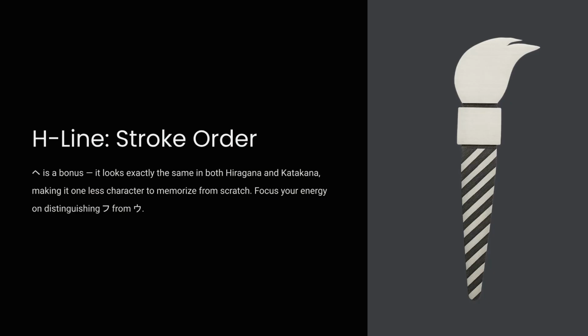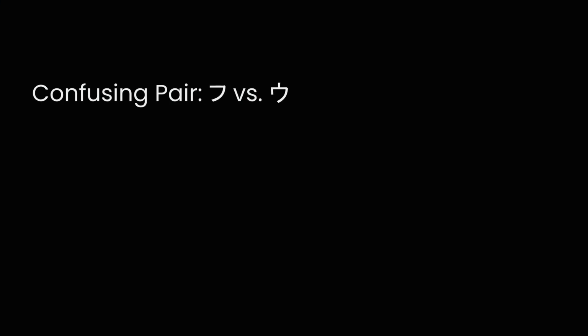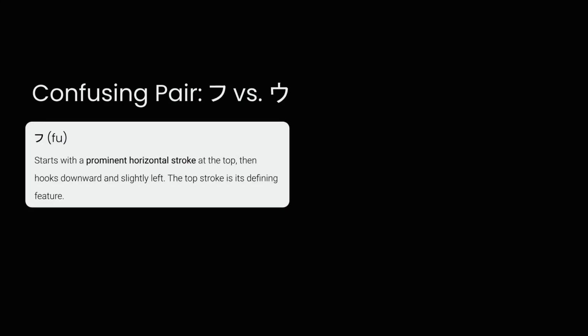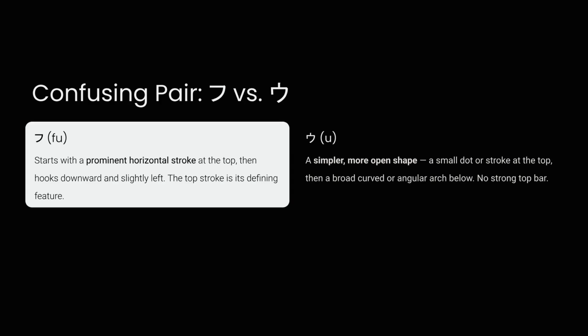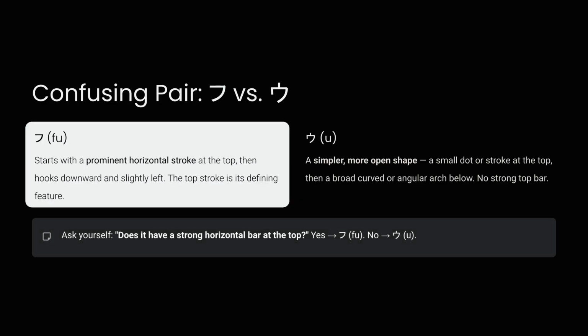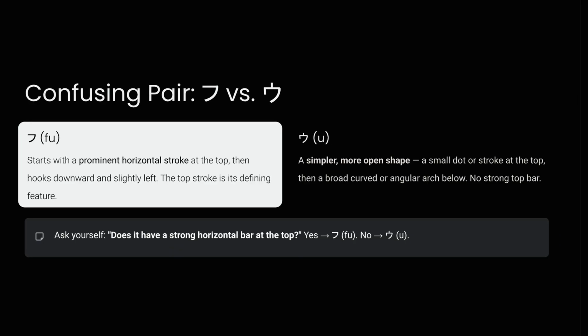Focus your energy on distinguishing h from which is a common confusion point. The confusing pair: fu versus au. Fu starts with a prominent horizontal stroke at the top. Au is a simpler, more open shape, usually just a small dot and a broad curve below. Ask yourself if it has a strong horizontal bar at the top. Yes means fu, no means au.